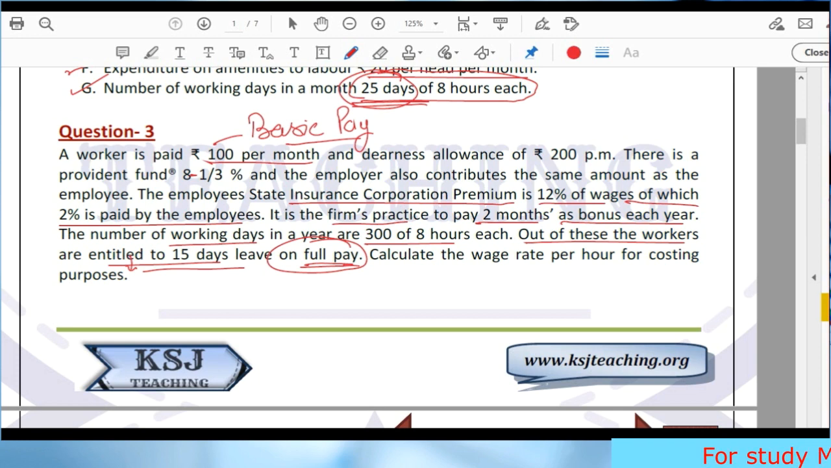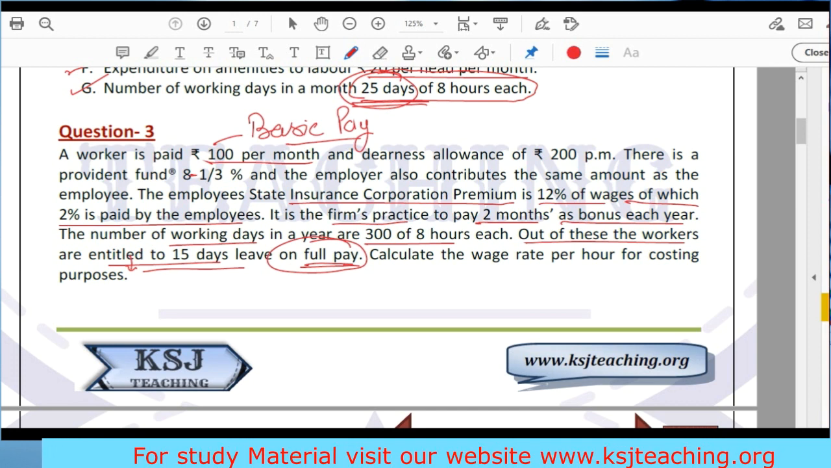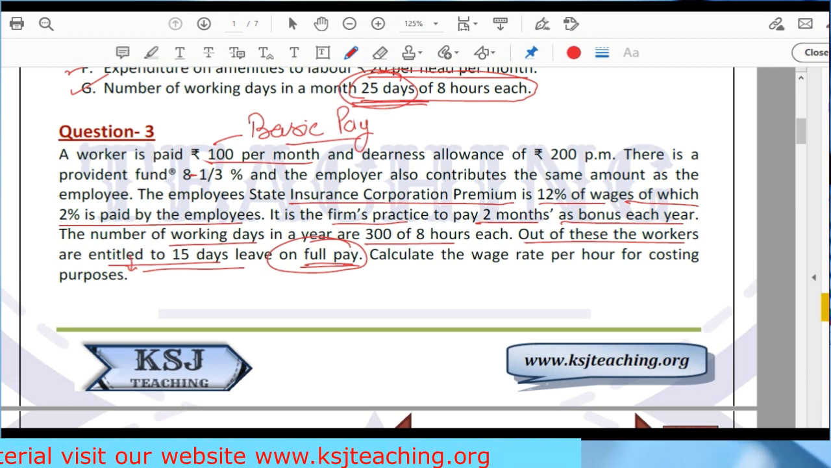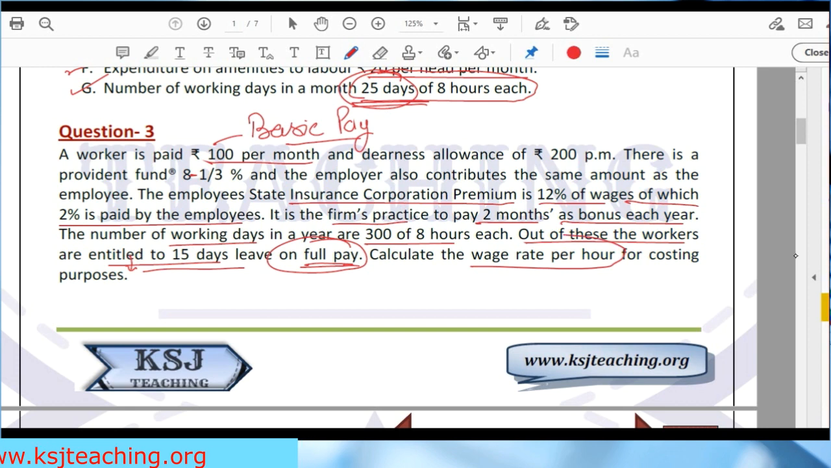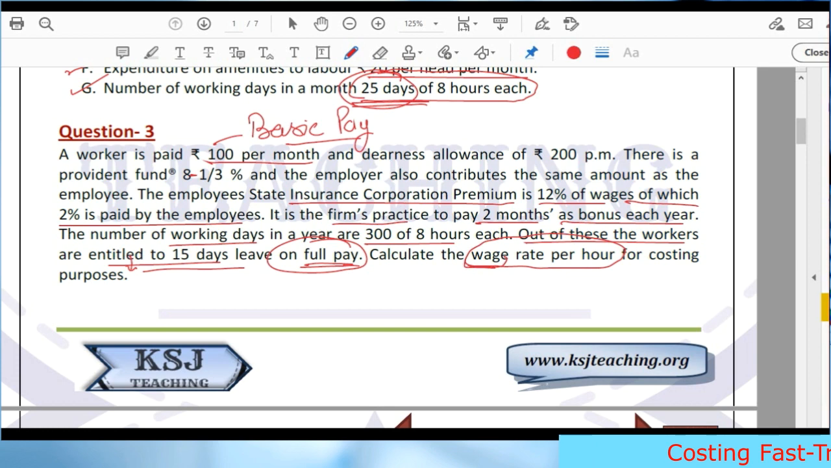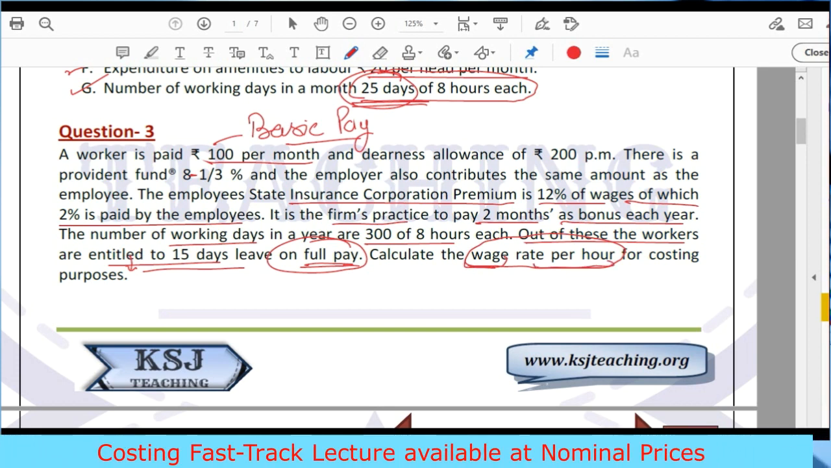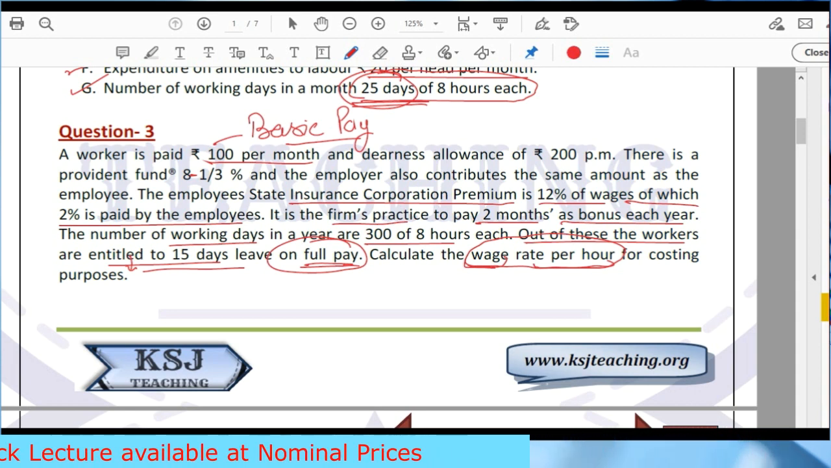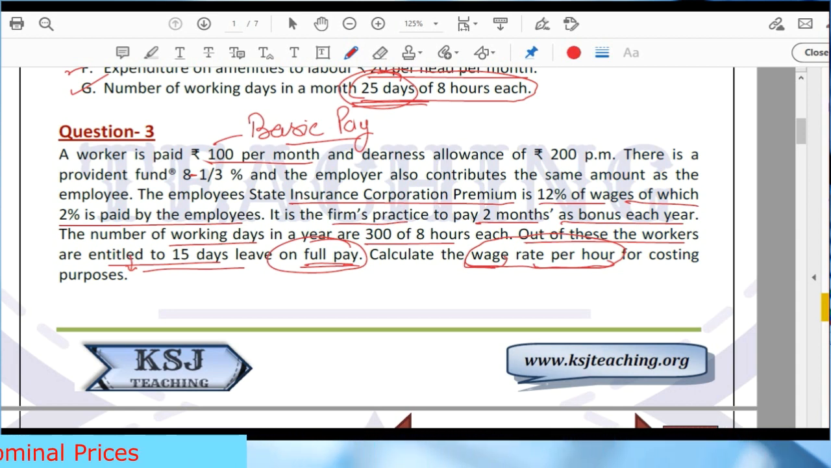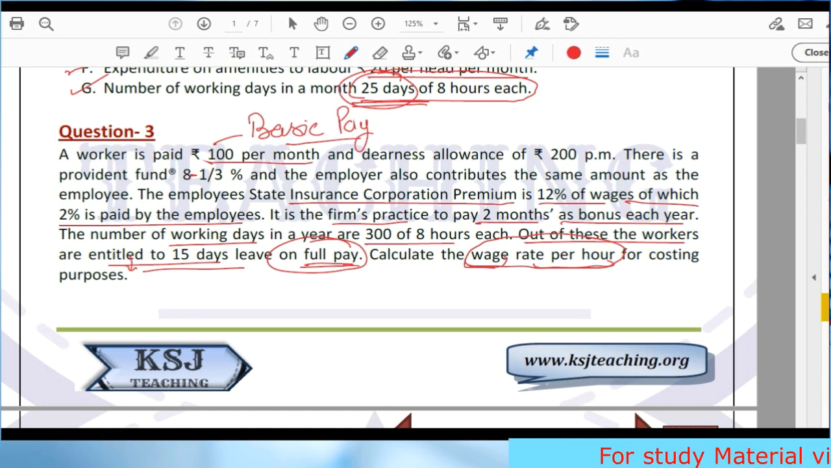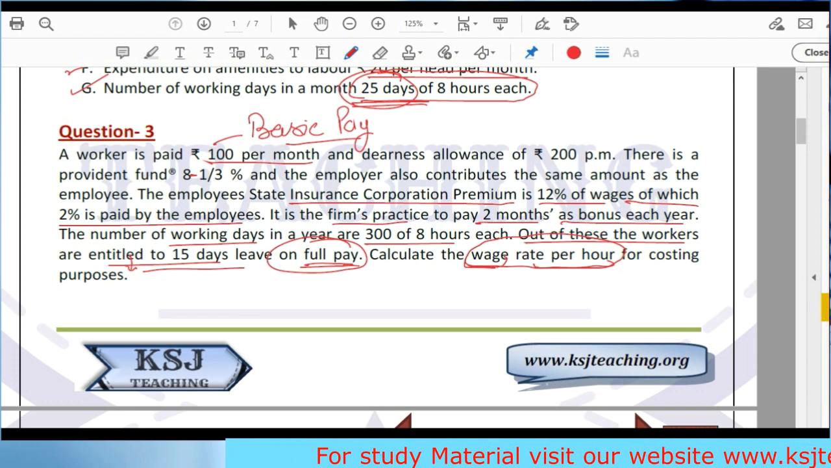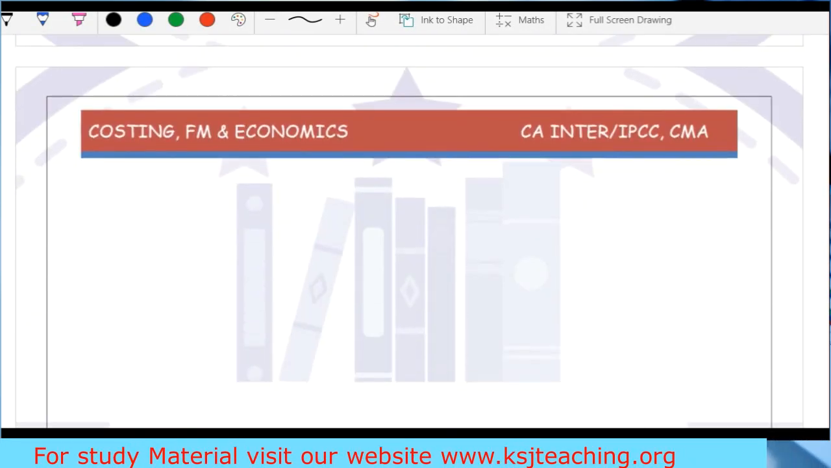Wage rate per hour. Always read the requirement very carefully, what the question is asking for. The question says wage rate per hour. That means you need two things. One thing you need is the total wages that are being paid. The second thing is the total number of effective hours. So if we divide the total wages by total effective hours, we'll get the wage rate per hour. So always read the requirement. Clear? So first again we'll calculate the total wages.